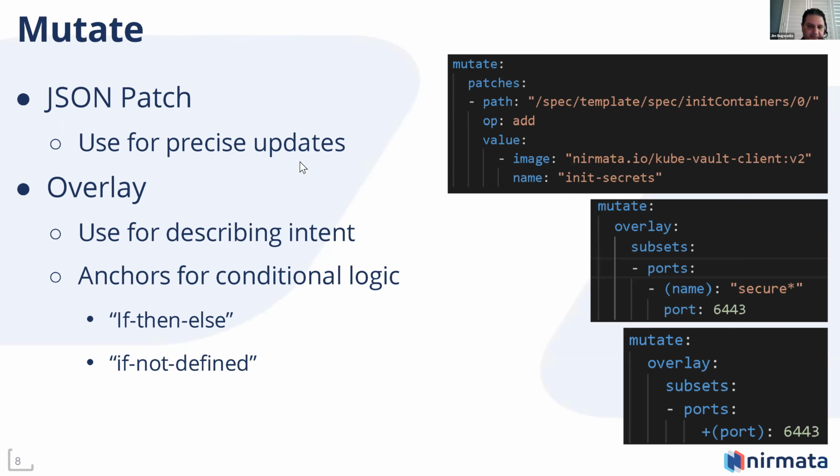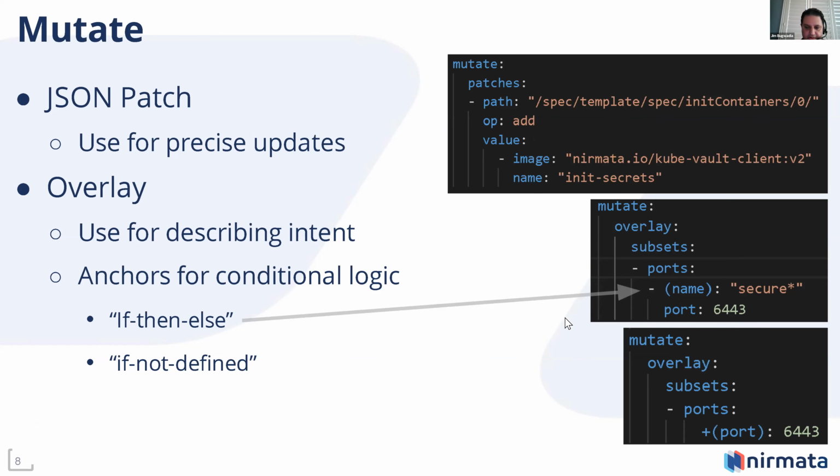So here's an example of a mutate, which is using a JSON patch. We support two styles of mutate. One is a JSON patch, and one is more of an overlay type of syntax. So in a patch, of course, we can do different operations like add, delete, and modify.